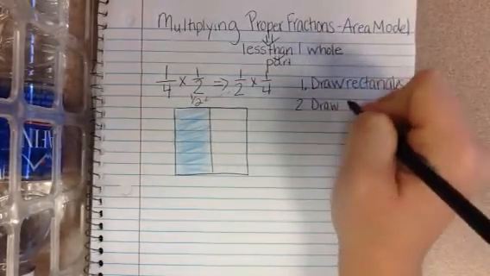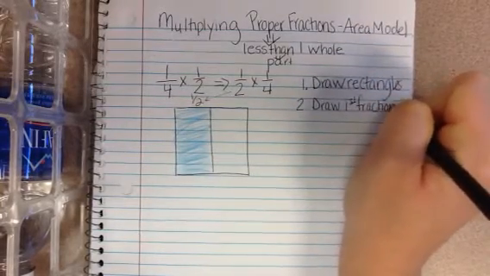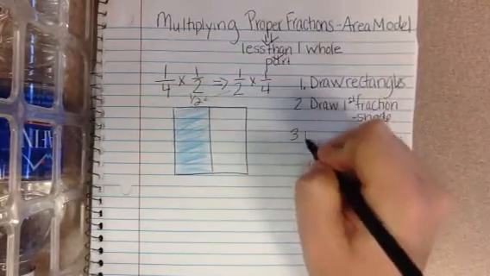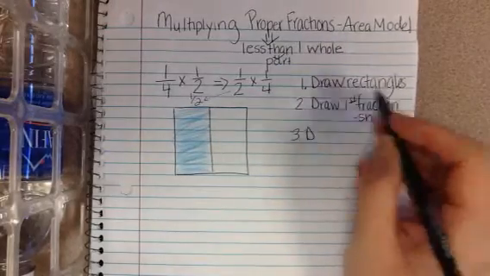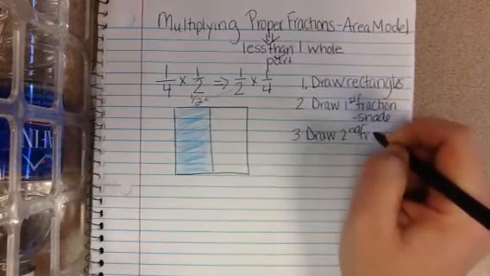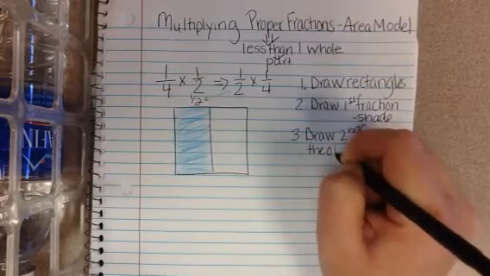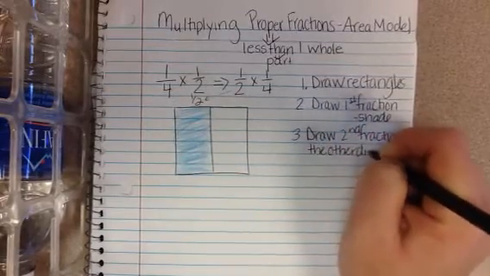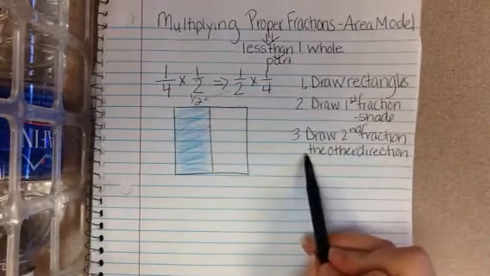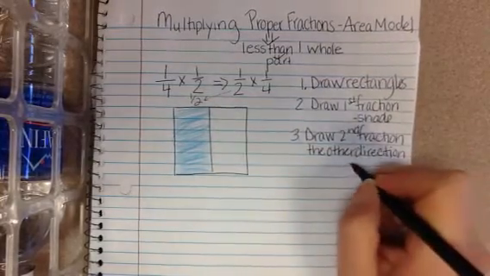So I draw the first fraction and shade. Draw the first fraction, and I shade. Draw the second fraction the other direction. Can you picture? Hold on, let me write this and I'll give you a chance to write it. Draw the second fraction the other direction. Shade.